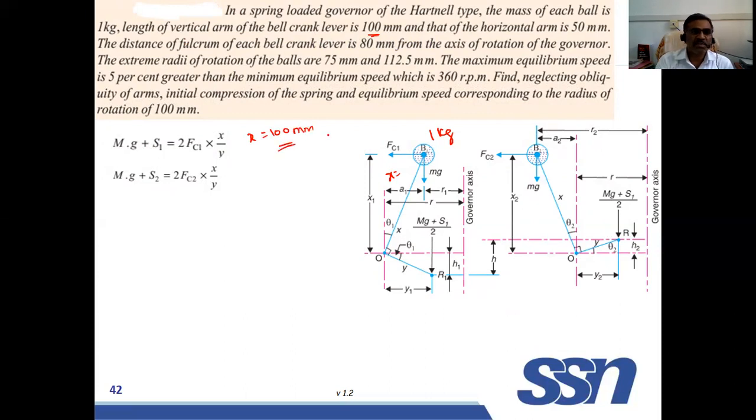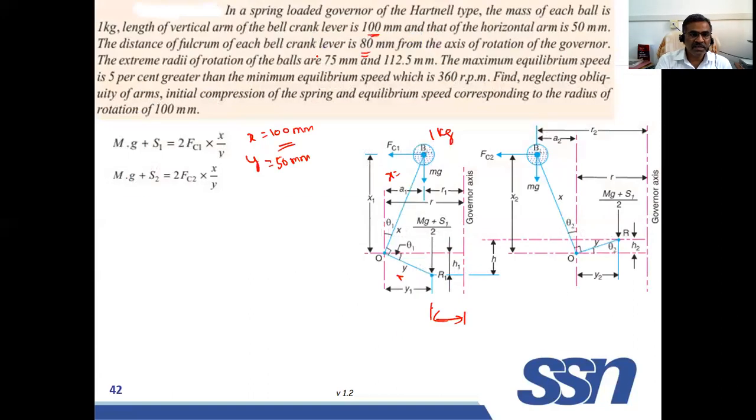And that of the horizontal arm is y. This distance, the horizontal arm distance y, is equal to 50 millimeters. The distance of the fulcrum of each bell crank lever is 80 millimeters from the axis of rotation. That is this distance, which is equal to 80 millimeters. It is given that the distance of the fulcrum of each bell crank lever is 80 millimeters.